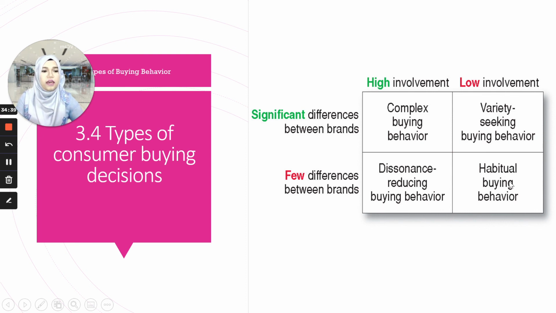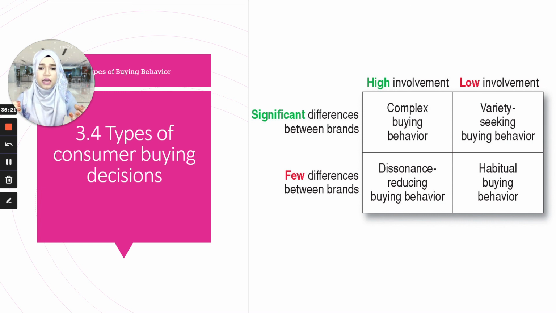And lastly, the habitual buying behavior or routine response buying behavior, whereby it has low involvement and also few differences between brands. This is so easy because typically these are the products or services that you habitually or routinely buy, things that you always buy. For example, Pepsi and Coke. You want to buy a drink, so you feel like, okay, I want to have Coke. Then you go to the shop, there's Coke there, then you buy. You don't have to think first, should I buy Coke or Pepsi or other cola drinks? So that is habitual buying behavior.